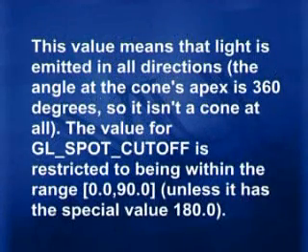This value means that light is emitted in all directions. The angle at the cone's apex is going to be 360 degrees. So it isn't a cone at all by default. The value for GL_SPOT_CUTOFF is restricted to being between 0 and 90, unless, of course, it has the special value of 180, which, as I said earlier as well, is the default value. Typical values that we're going to use would be in the range of 0 to 90.